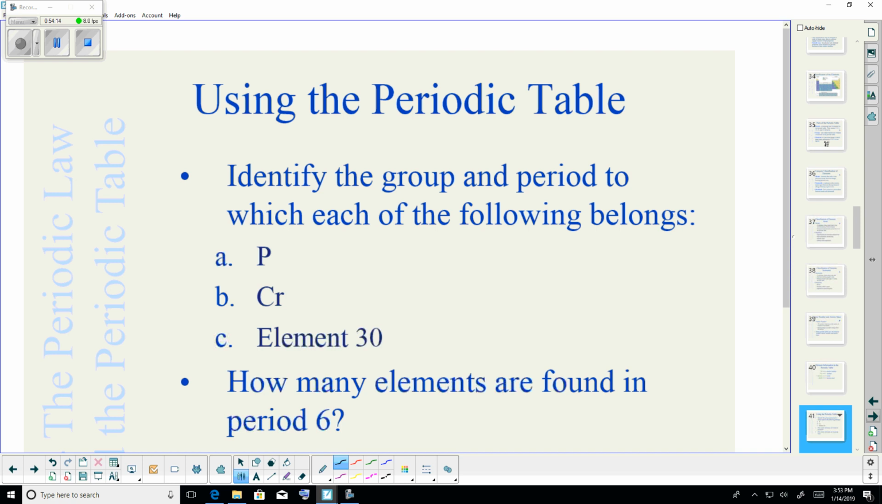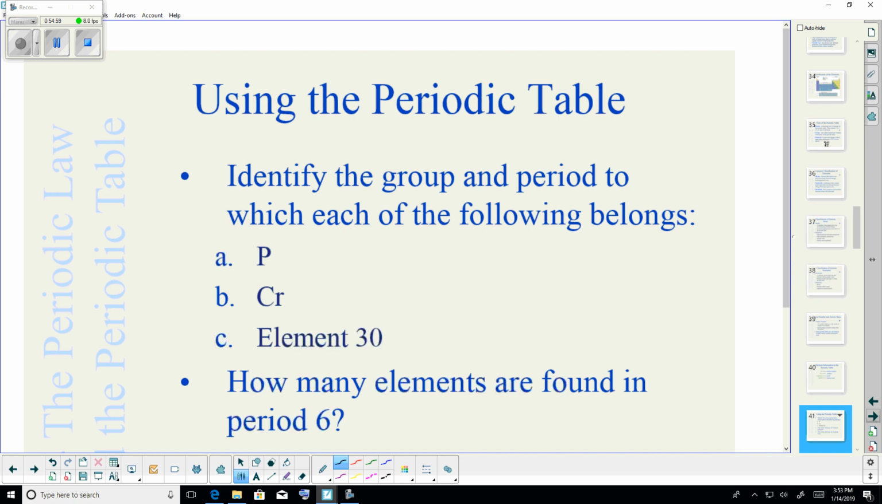So chromium. Where's chromium? Here. What group's it in? 6B. What row? 4. Period 4. Element 30. What is element 30? Zinc. What group's it in? 2B. And period 4.